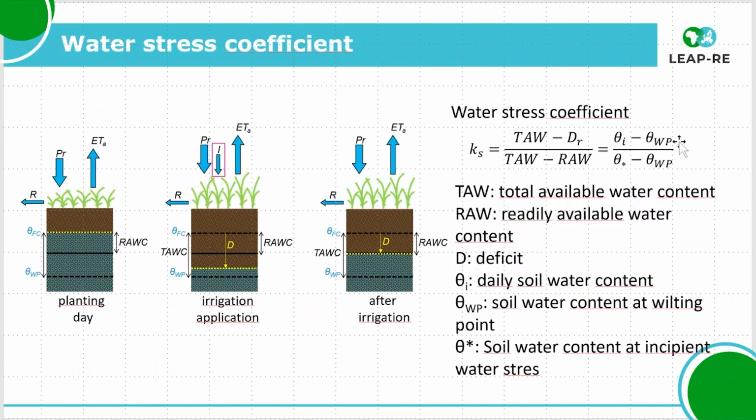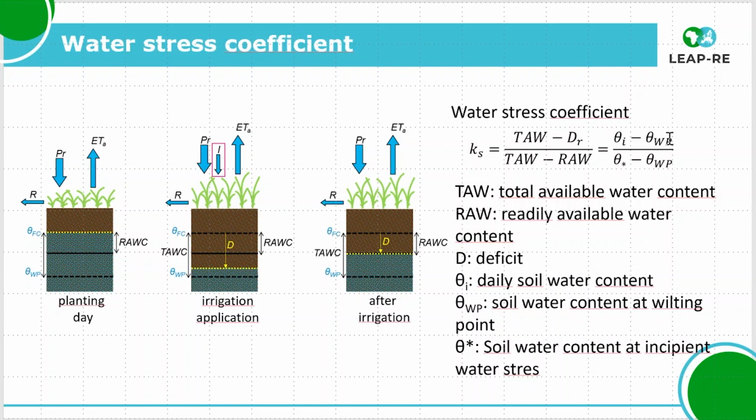Here, the equation of the water stress coefficient to evaluate the irrigation water demand. The water stress coefficient, Ks, is a function of the total available water content, the deficit variable we have just discussed, and the difference between the total available water content and the readily available water content. Notice that readily available water content is a fraction of the total available water content, and specifically is the amount of water available in the soil that the plant is actually able to extract.